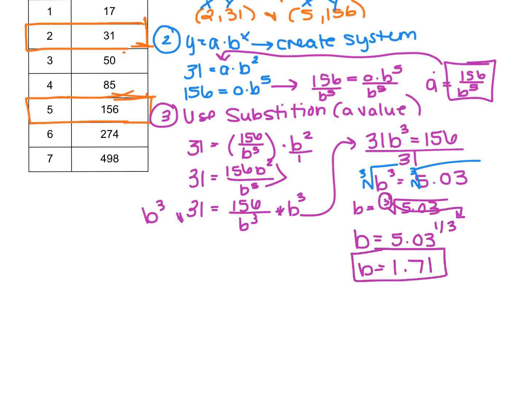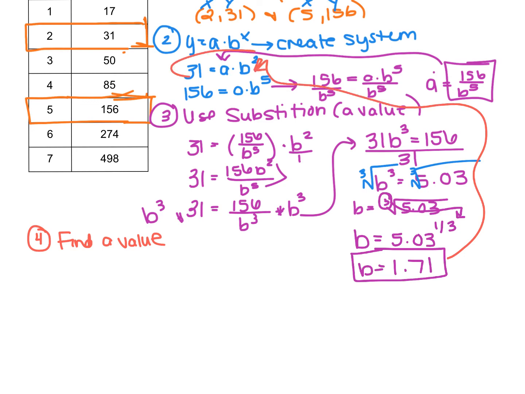So b isn't always going to be some nice integer multiplier. It's sometimes going to be something that's a little bit more complicated. So now in this next step, we're going to use our b value to find our a value. And it doesn't matter which original equation we use. We just need to use one of these. So I'm going to use this first one here just because it's the first equation.